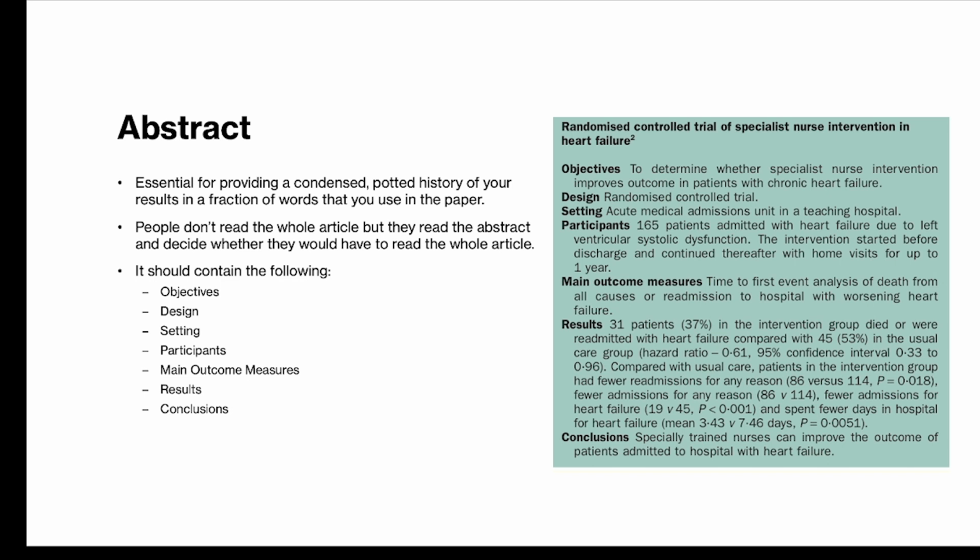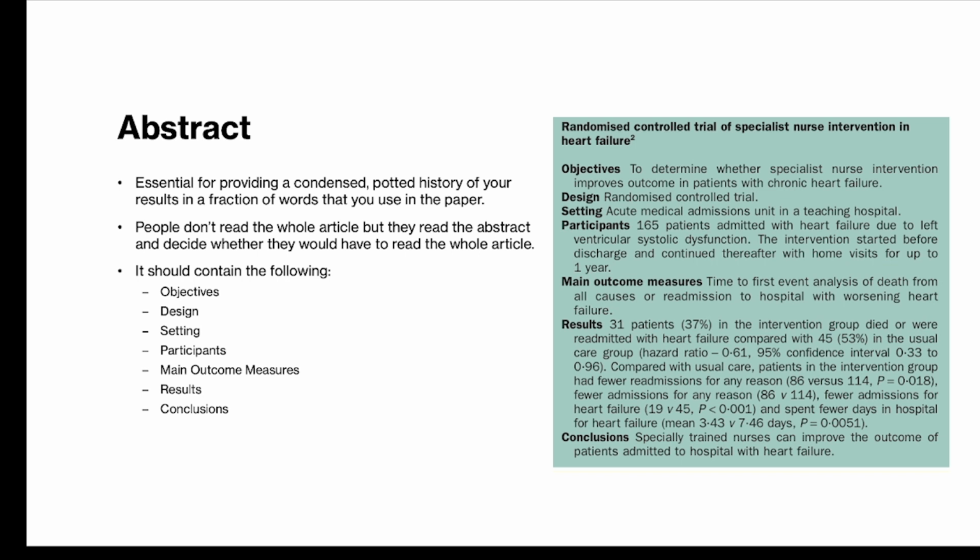So this is an example of an abstract here. First of all, you don't need to write the objectives, design, setting, participants, etc. This is just a template. You start with the objectives of your study. You say to determine whether specialist nurse intervention improves outcome in patients with chronic heart failure, and then you mention the design and the setting. The setting is an acute medical admissions unit in a teaching hospital.